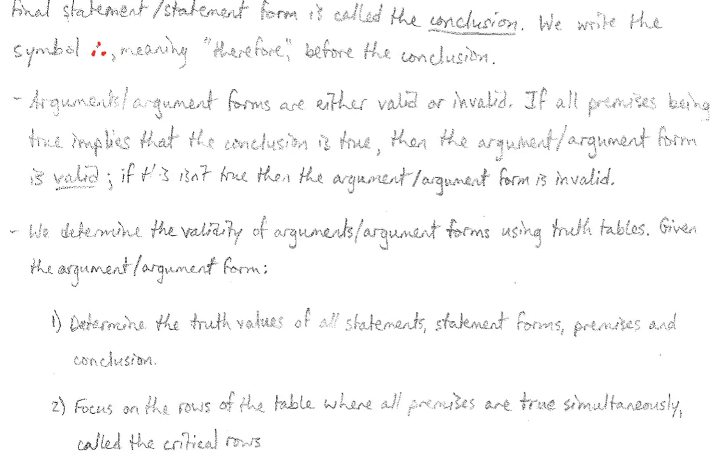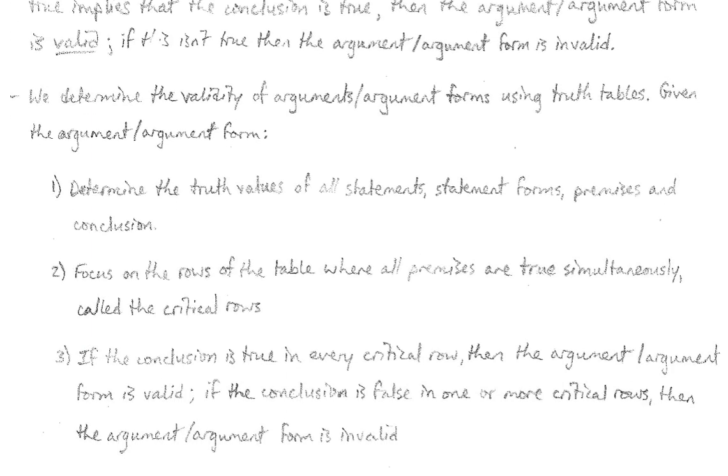What you're going to do is you are going to essentially fill in the entire truth table. You're going to come up with the truth values for all statements, all statement forms, all premises or hypotheses that are in your argument, and all the truth values for the conclusion of your argument that you had to find. So step one is basically fill in your whole truth table.